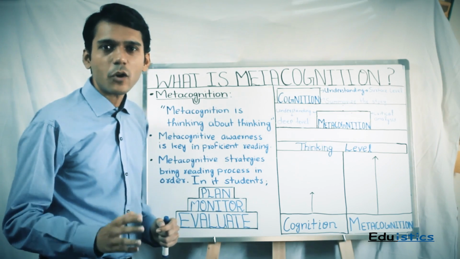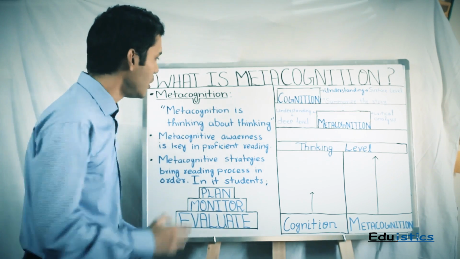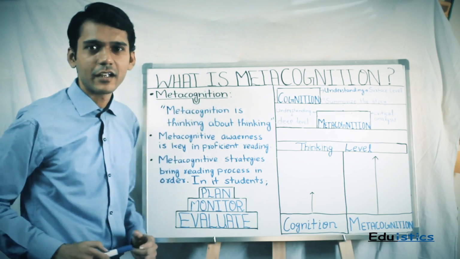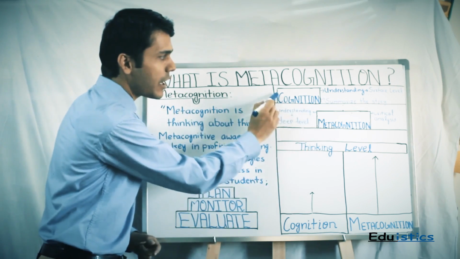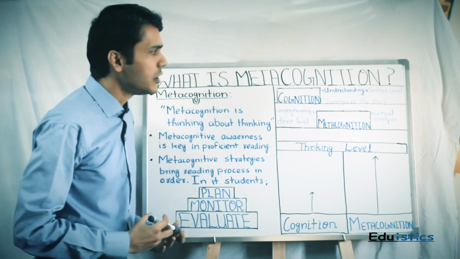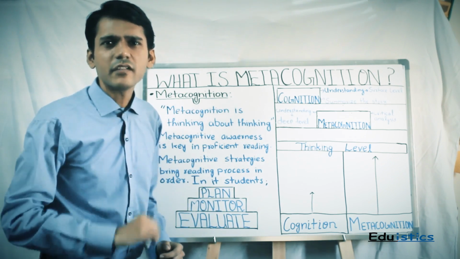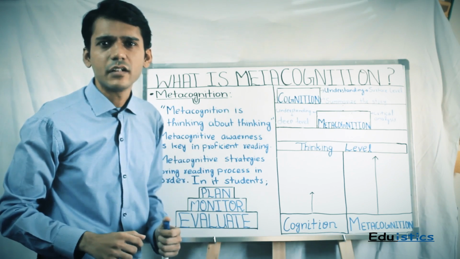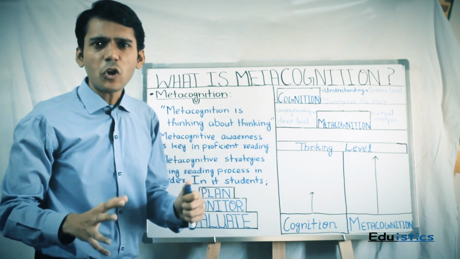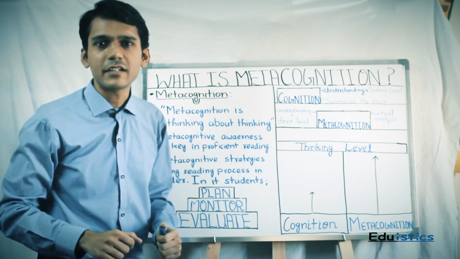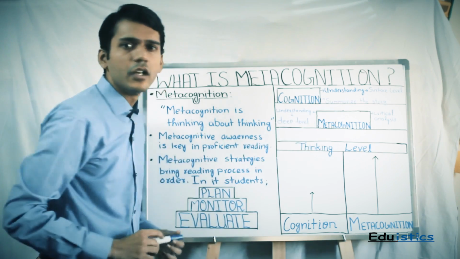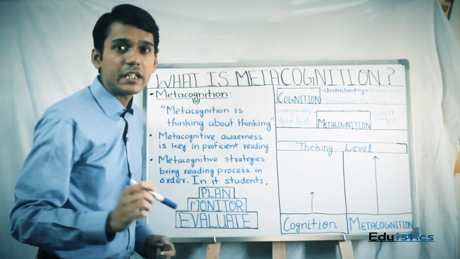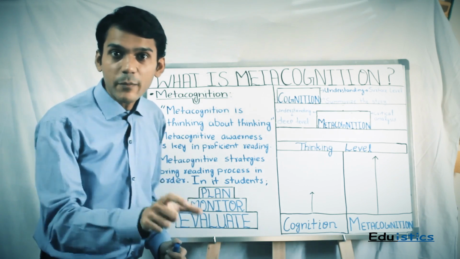Before looking towards the metacognitive reading strategies, let's have a glimpse of metacognition. Metacognition is thinking about thinking because it is one step ahead of cognition. In cognition, students' understanding is on a very surface level, as you can see here, because students summarize the text. In summarization, students do not go into the depth of a text, whereas in metacognition, students critically analyze the text and their understanding is on a deep level. In other words, they go into the depth of a story.